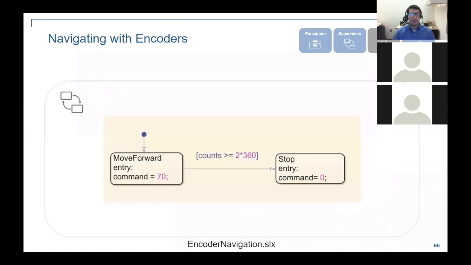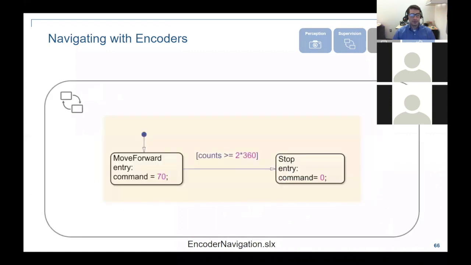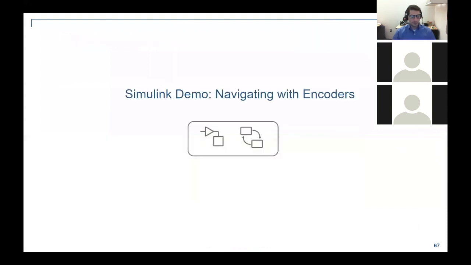Inside of this flow chart are two states, one of which is moving forward, which sets the command to a positive command. We then stop when we have reached two rotations. In this case, the counts are greater than or equal to 2 times 360 ticks, and we stop. Let's take a look at how we can visualize this and understand why it's important to implement closed loop control.